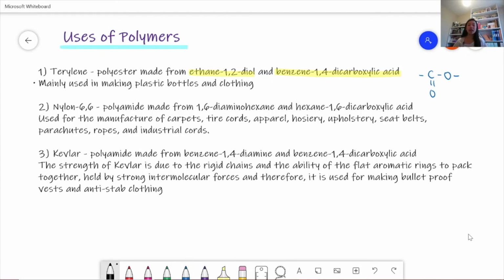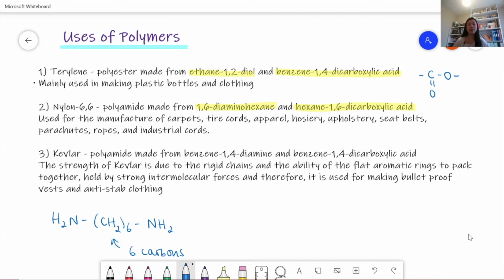The second example we looked at was nylon 6,6, a polyamide made from 1,6-diaminohexane and hexane 1,6-dicarboxylic acid. How we name nylons is that we look at how many carbons there are in each monomer. For example, 1,6-diaminohexane has the formula H2N, (CH2)6, NH2, and so we can see that there are 6 carbons. And so this is how we get the first 6.